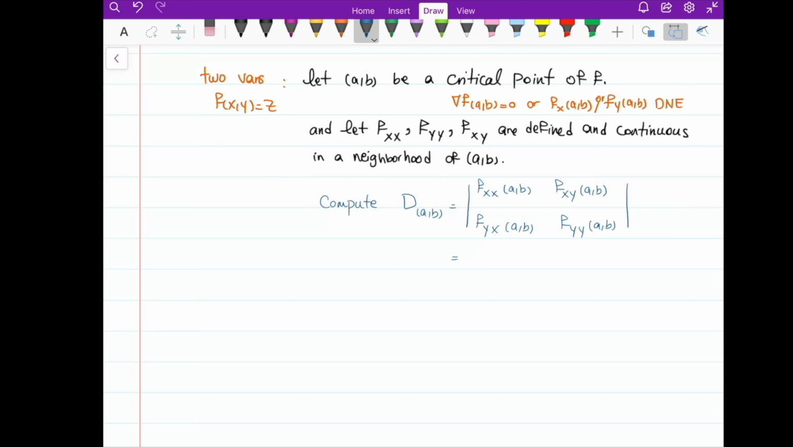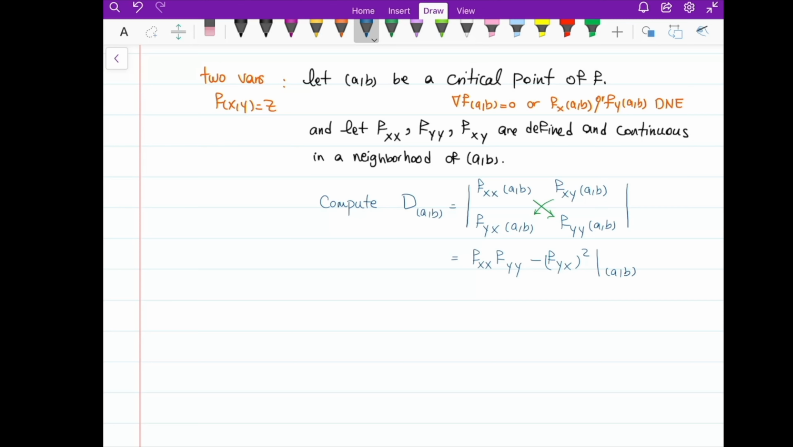So D is basically fxx times fyy. I'm just calculating the determinant, which would be this times that minus this times this. So fxx fyy minus fyx squared. So fxy and fyx are equal to each other because they are defined and continuous. Okay, and we are calculating this value at the critical point.